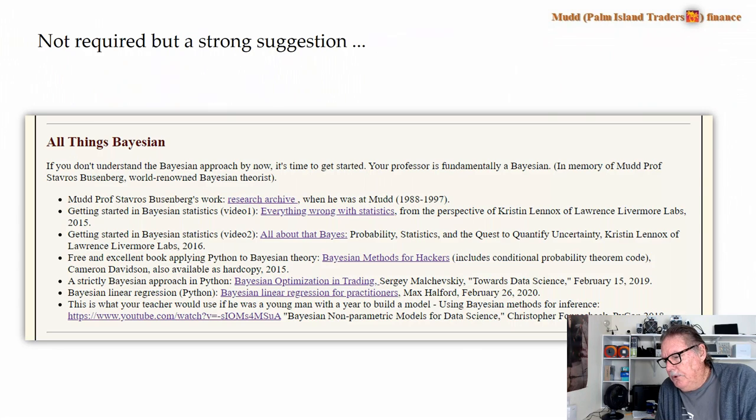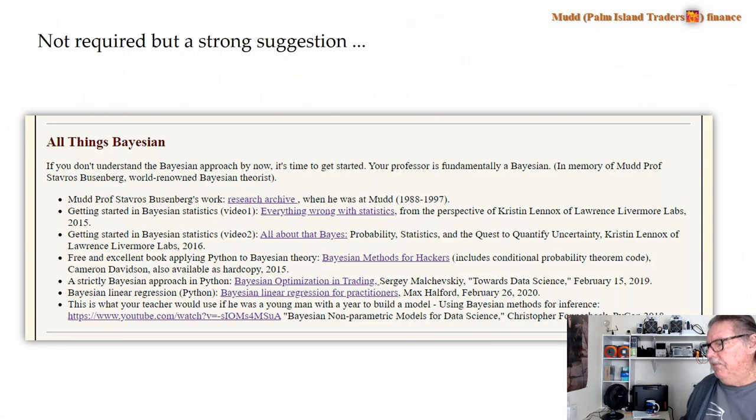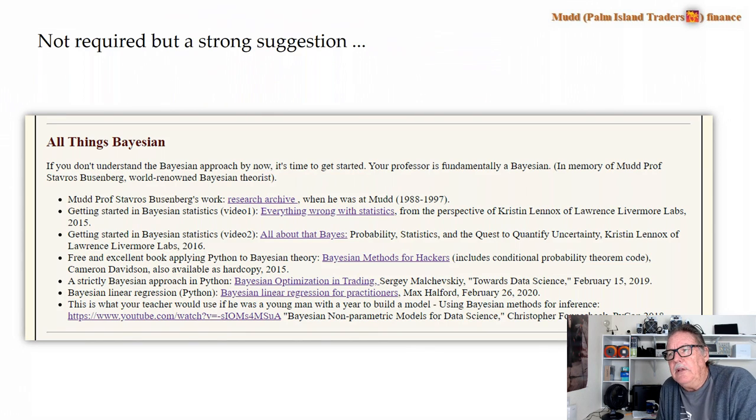And you'll note on our literature page that I have this section that says all things Bayesian. And I say, if you don't understand the Bayesian approach by now, it's time to get started. I'm fundamentally a Bayesian. I'll explain that a little bit more in class later.